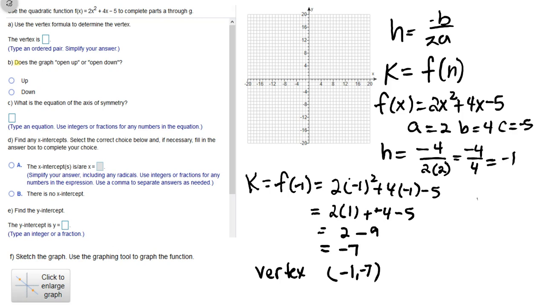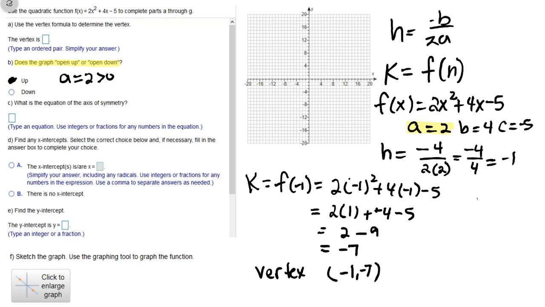The next part says, does the graph open up or down? So our value of a, which is 2, is going to tell us whether the parabola opens up or down. So our value of a is 2, which is a positive value. Anytime our a is positive, our parabola is going to open up.